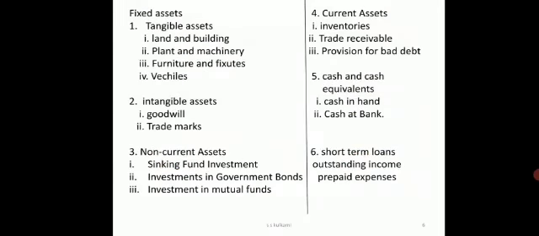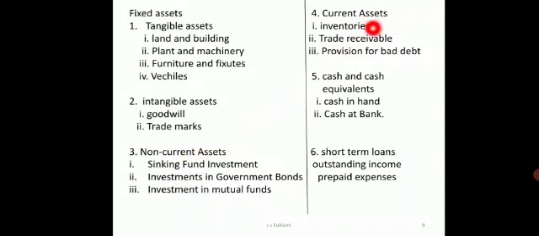Next, the items related to fixed assets are shown under the heading fixed assets, tangible assets, all things which we can touch and see. Next, you have intangible assets like goodwill and trademarks. Now, investments are treated as non-current assets: sinking fund, government bonds, mutual funds, any investments made will come under the heading investments.